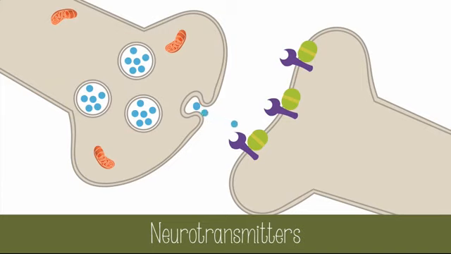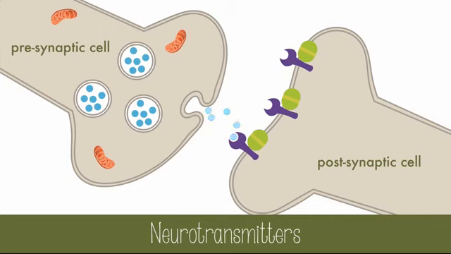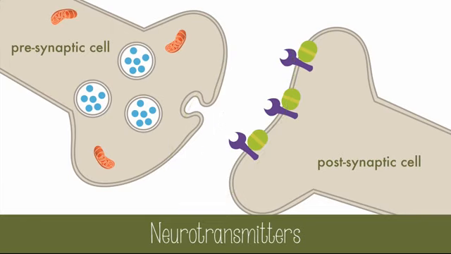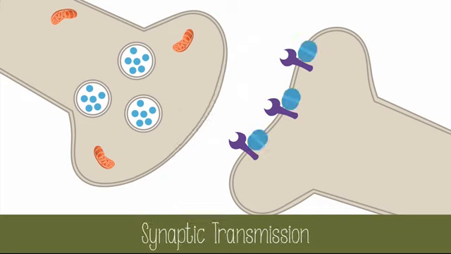The chemicals released into the synapse are called neurotransmitters. Many neurons have a very small fluid-filled gap between the presynaptic cell and the postsynaptic cell. This gap is called the synaptic cleft, and it's only about 20 nanometers wide. It's a really, really tiny gap. Now that we know some of the basics, we can look at the steps of synaptic transmission in more detail.